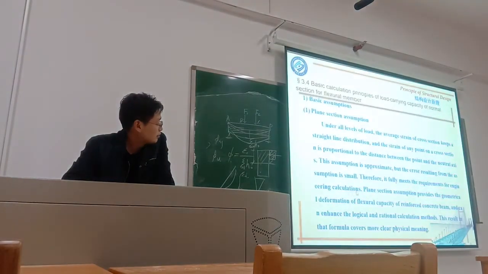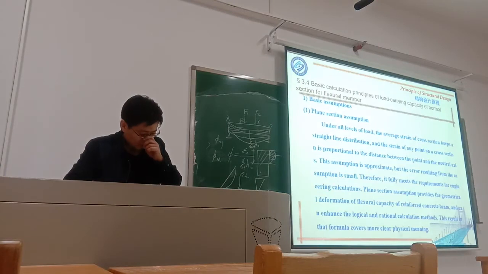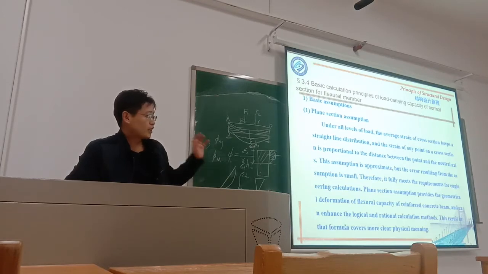The assumption is approximate, but the error resulting from the assumption is small, so it fully meets the requirement for engineering calculation. The plane section assumption provides the geometrical deformation relation for the flexural capacity of the reinforced concrete beam and can make the calculation method more logical and rational. This makes the formula's physical meaning clearer, so the calculation and formula are very easy to understand and easy to apply.